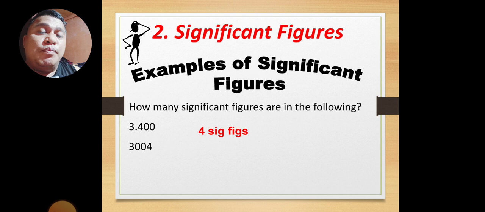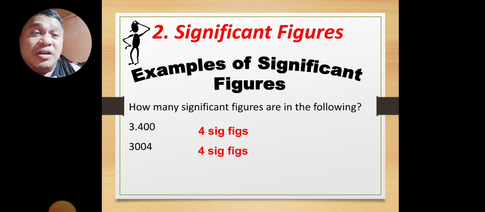And 3004. So take note, the two zeros are sandwiched, meaning to say they're in the middle of the non-zero digits. They're in the middle of the significant digits. So that's why you have to consider them as significant. So therefore, there are four significant figures in this number.